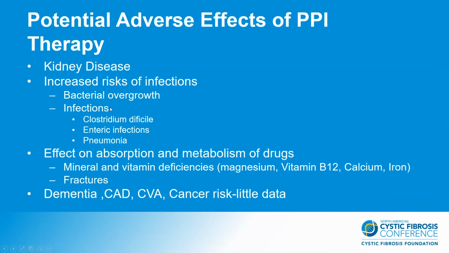increased risk of infections, bacterial overgrowth, or C. diff, enteric infections, and pneumonia, the effect of acid suppression on absorption and metabolism of drugs, minerals and vitamin deficiencies, fractures. I really won't highlight dementia or coronary disease or stroke or cancer risk, because I think overall there's very little data, even more so than these potential adverse events.